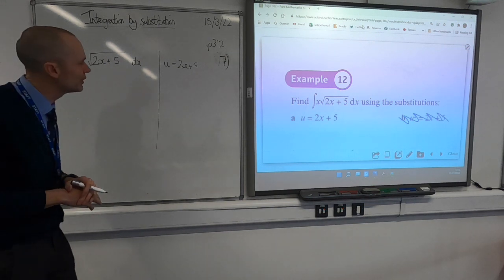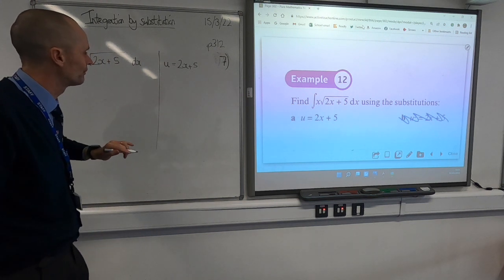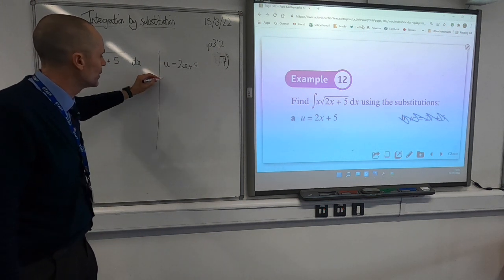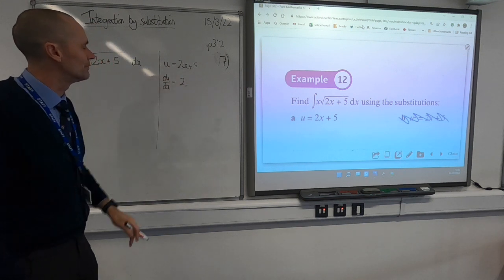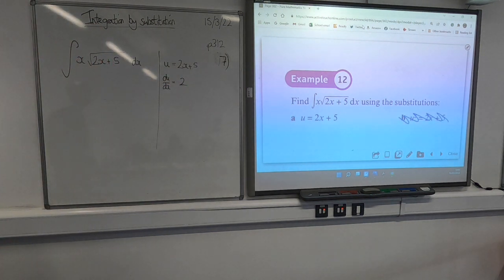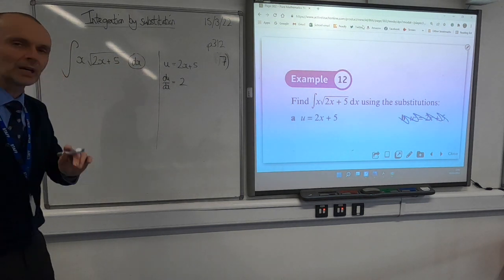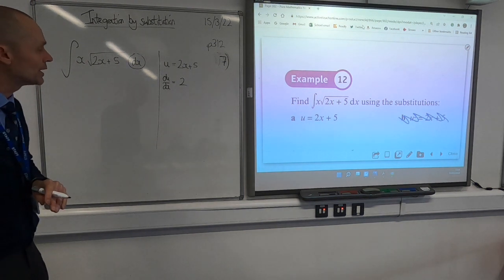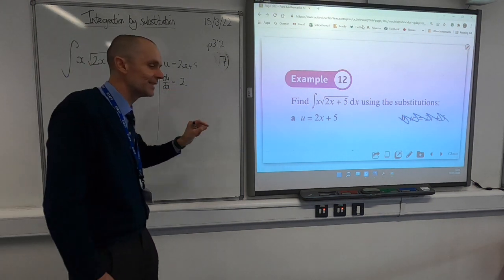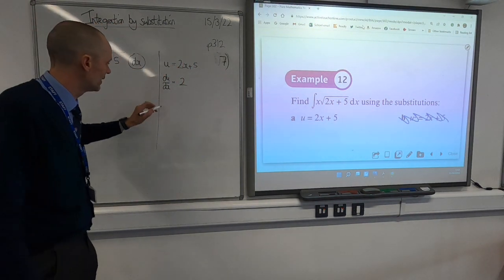So the first thing I'm going to do is differentiate this expression. It's u equals something to do with x, so that's going to give me du by dx. And if you differentiate that, you just get 2. And the reason I'm doing this is I need to get rid of that dx because I'm no longer going to have an expression in terms of x, it's going to be in terms of u. So I want an expression here that says dx equals something to do with du. And here's what I can do.